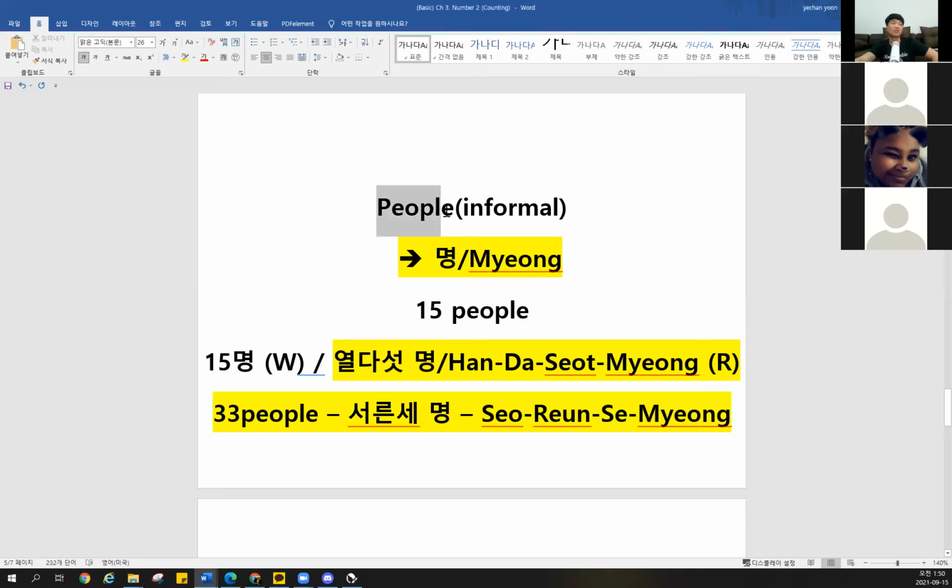For counting people informally, it's 명. You can use the counting word 명. Now, how can we say 15 people?